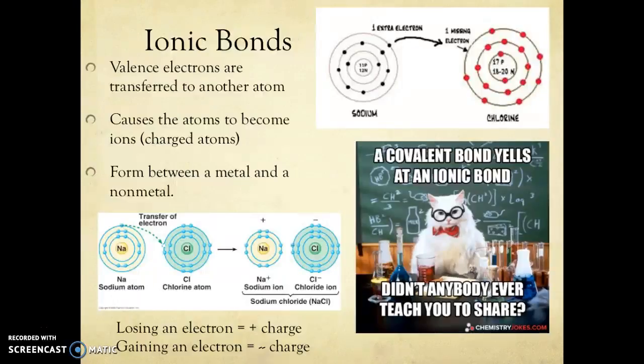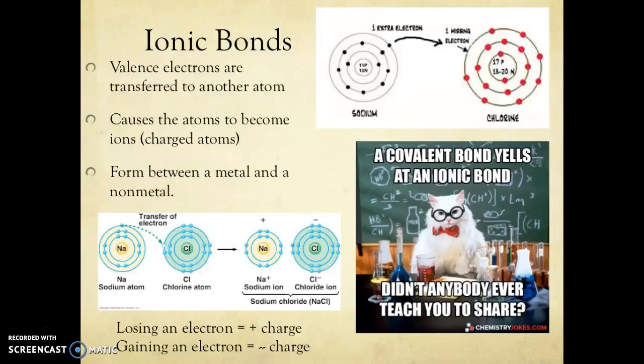Now what happens here is each of these atoms, their positive protons are no longer balanced out by the negative electrons. So each of these atoms now has a charge. And a charged atom is an ion. So an ion is an atom that has either lost an electron or gained an electron. When an atom loses an electron, it gains a positive charge. When an atom gets another electron, when it gains one, it gets a negative charge.